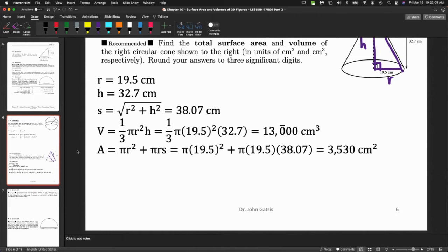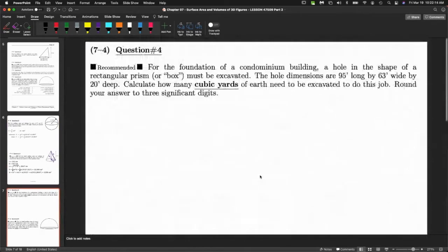Perhaps we'll do a question now that's super easy. This is a question that most people could answer in their sleep, which is a rectangular box. So the question here is that we have excavation for a foundation for a condo, and the cavity is 95 by 63 by 20 feet respectively. The question is, how many cubic yards of earth have been removed for this excavation? So we're going to come back to this question in a similar way later in the second hour, but for this first hour, we're just going to work with a rectangular box.